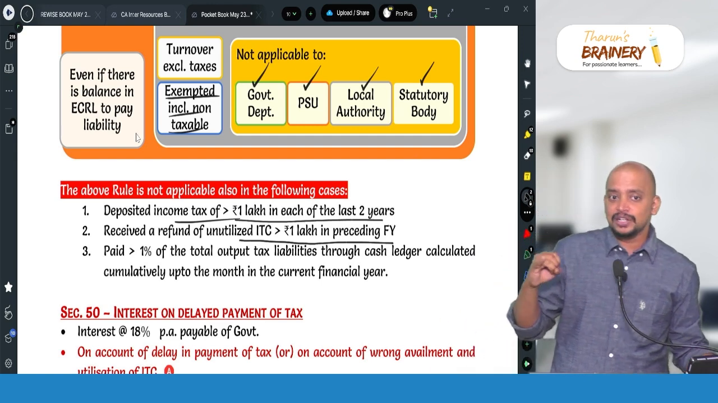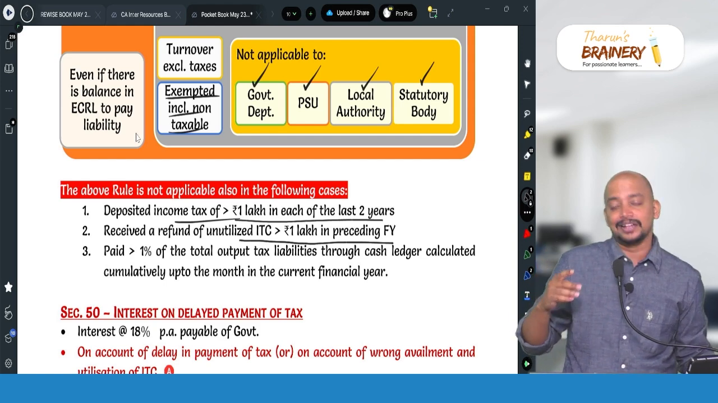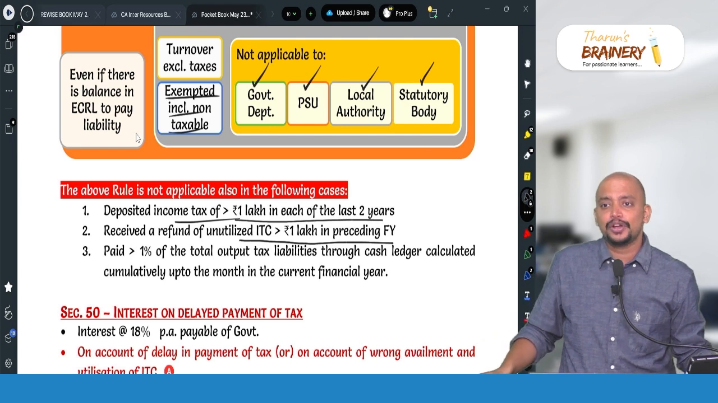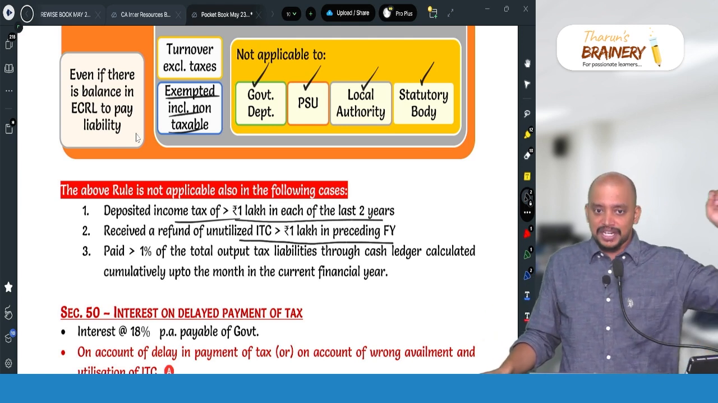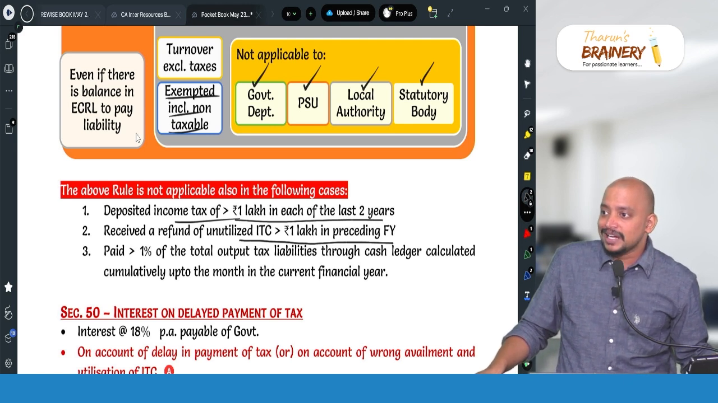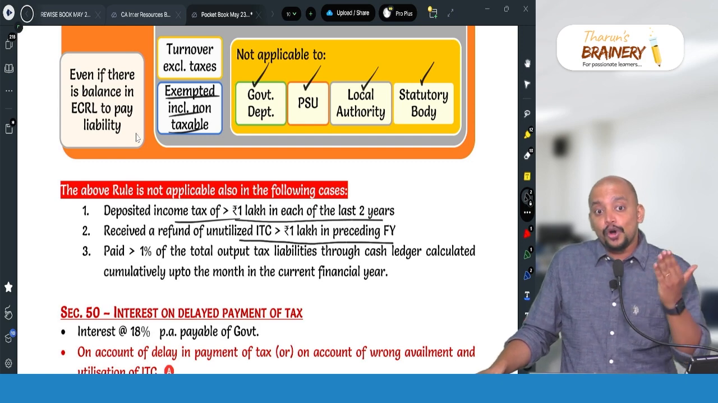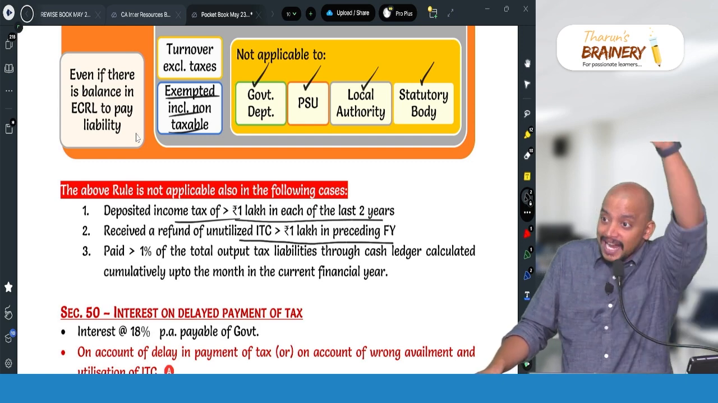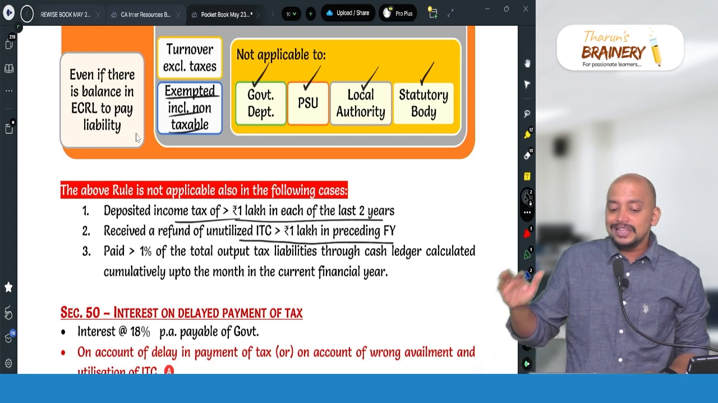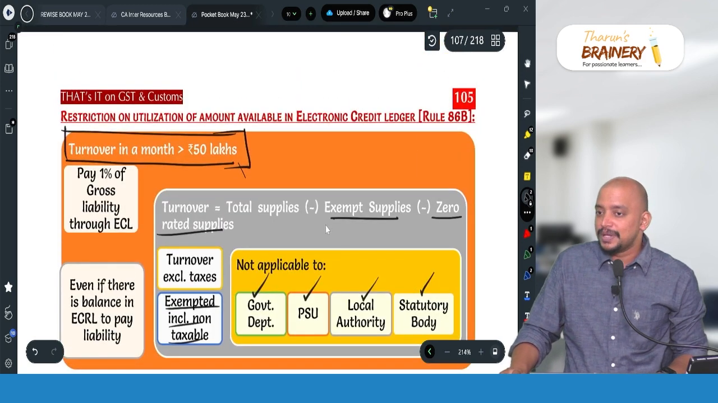Government department or local authority or PSU or public sector undertaking, that is statutory body, or paid income tax more than 1 lakh in each of the preceding 2 years, or received a refund of unutilized ITC greater than 1 lakh in the preceding year, or paid more than 1% cumulatively up to that month during the current financial year. In these cases, they are not required to comply with rule 86B provisions.